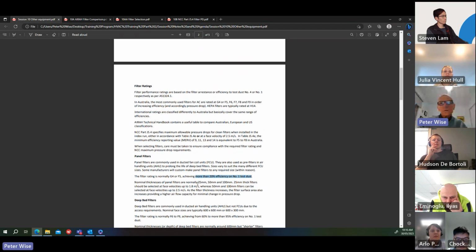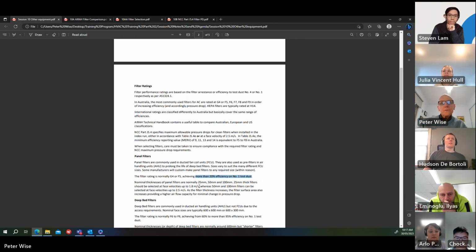Nominal thicknesses of panel filters are normally 25 millimeters, 50 millimeters, and 100 millimeters. 25 millimeter thick filters should be selected at face velocities up to about 1.8 meters a second. Now, this is just a rule of thumb, but it keeps the pressure loss down, and because the 25 millimeter filter or less doesn't have a great surface area, reduce the velocity to allow it to work more effectively. 50 millimeter and 100 millimeter filters can be selected at face velocities up to 2.5 meters a second.